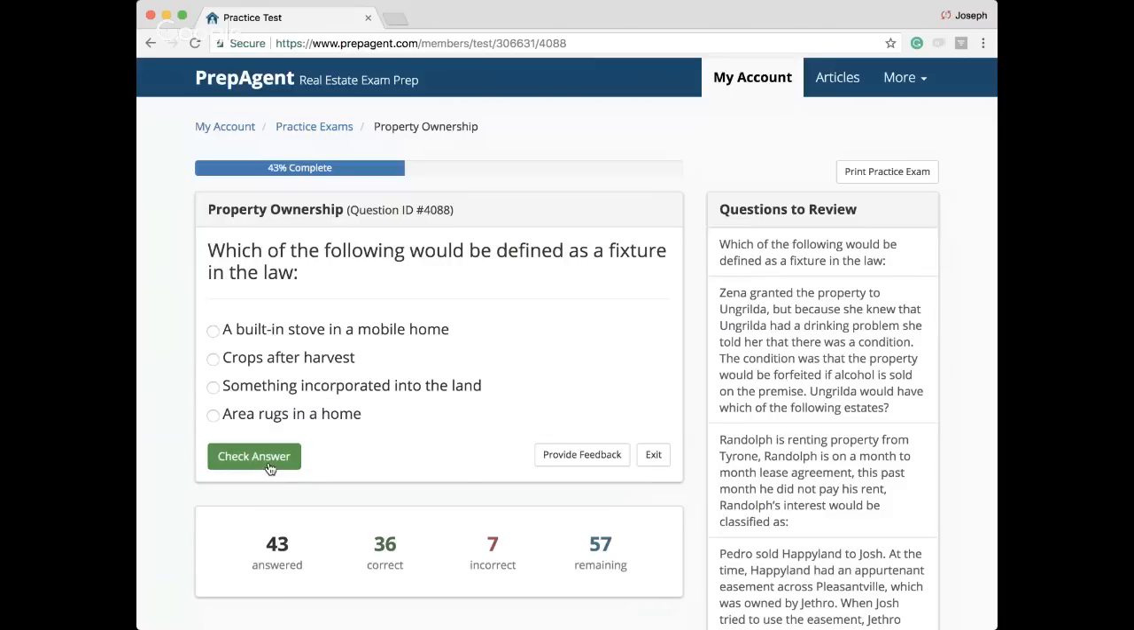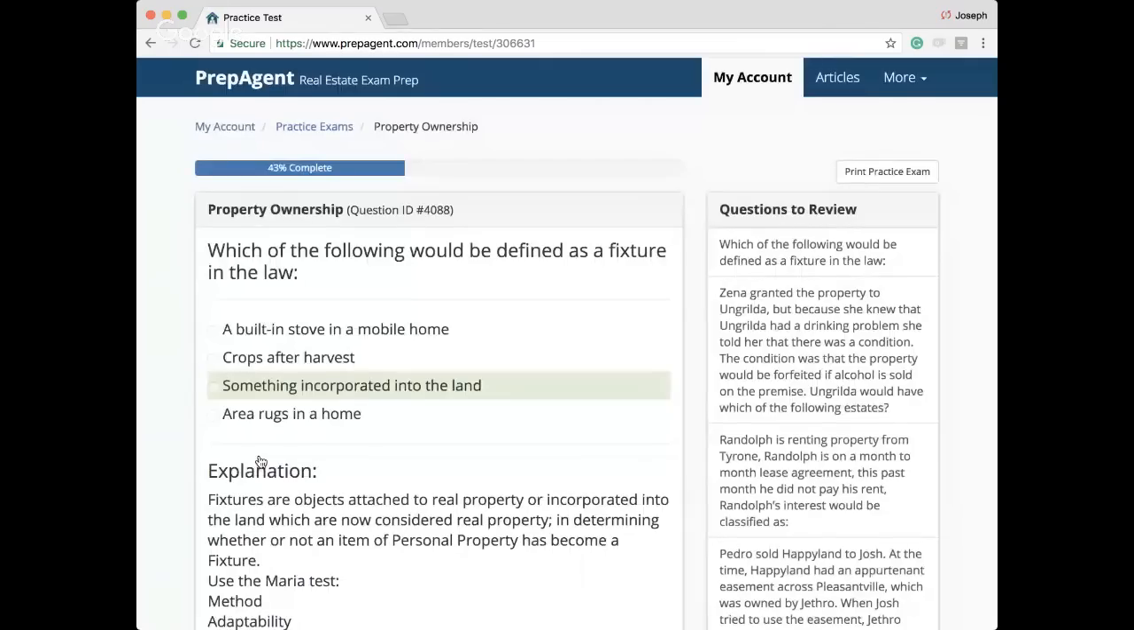So which of the following defines a fixture in law? A built-in stove in a mobile home, crops after harvest, something incorporated into land, or area rugs in a home? Okay, so the answer is something incorporated into the land. By definition, that's what a fixture is. It's incorporated into the land.